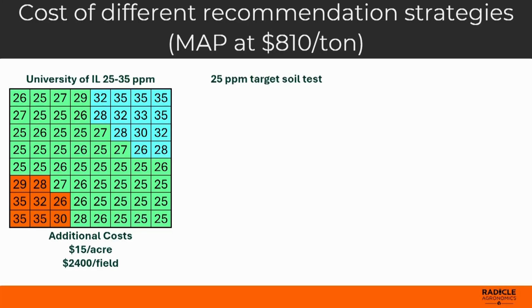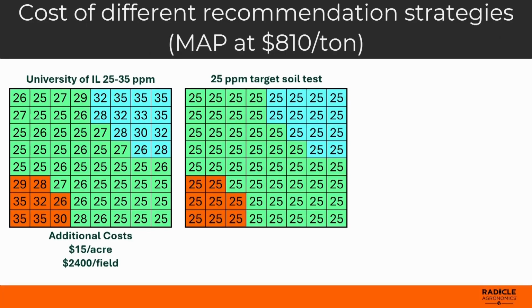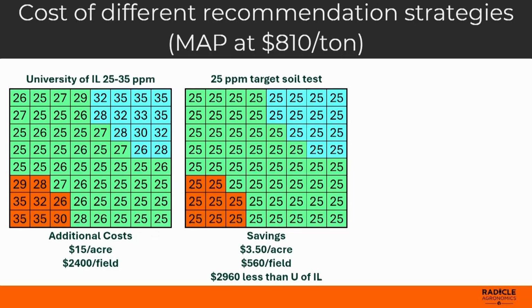Well, let's say I'm just going with 25 parts per million. I'm going to build up to the critical level, or draw down to that critical level, according to Illinois. So my whole field becomes 25 parts per million. That's going to save me $3.50 an acre, $560 per field. And because the University of Illinois recommendations actually cost me $2,400, relative to the University of Illinois recs I'm saving almost $3,000 on that field.